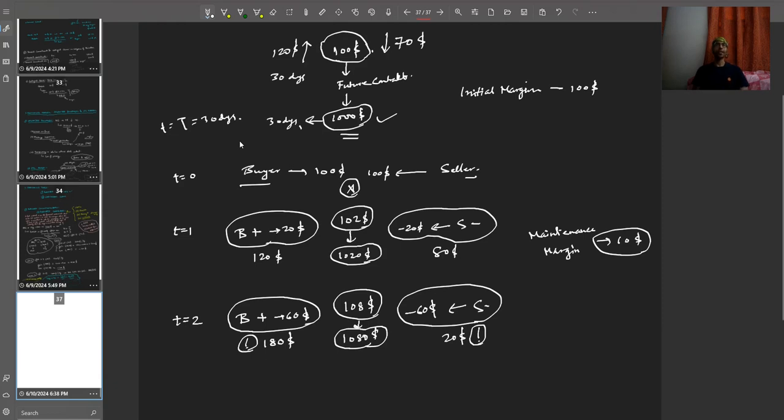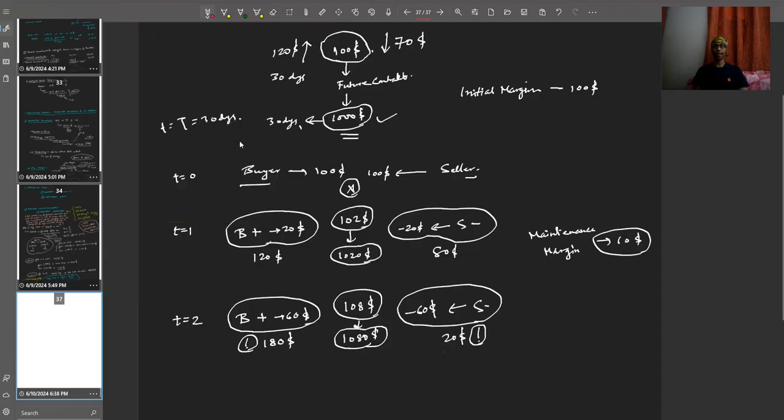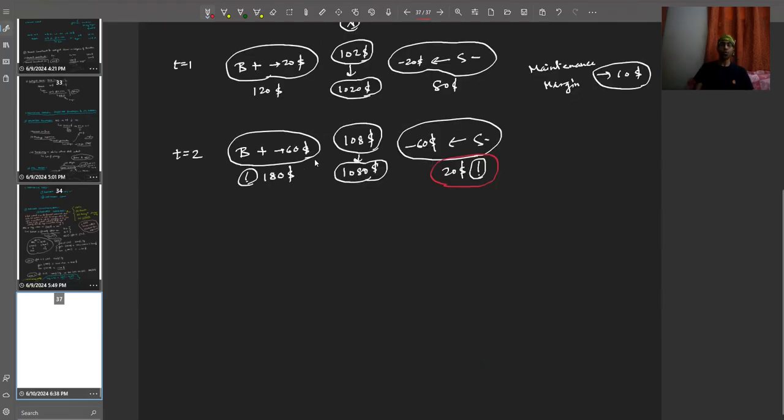But in this case, we have a maintenance margin breach, and it has been breached on the part of the seller. This is a breach here, right? So the seller now has to make amends. And how does the seller make amends? The seller has to put that much amount back into the account, which brings the balance back up to the initial margin. So the seller now has to add $80 more, so that his account balance is $100, which is equal to the initial margin.